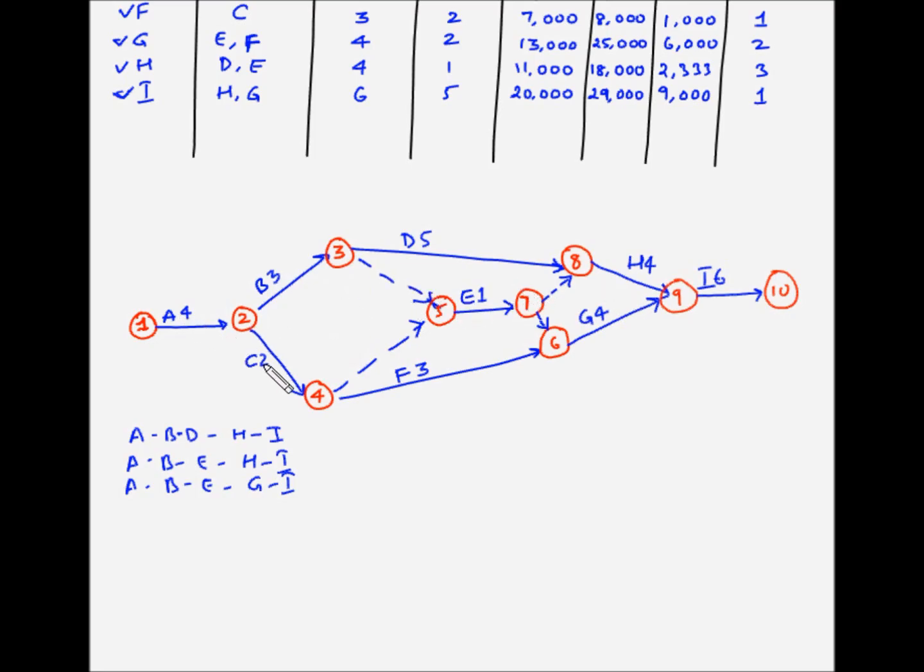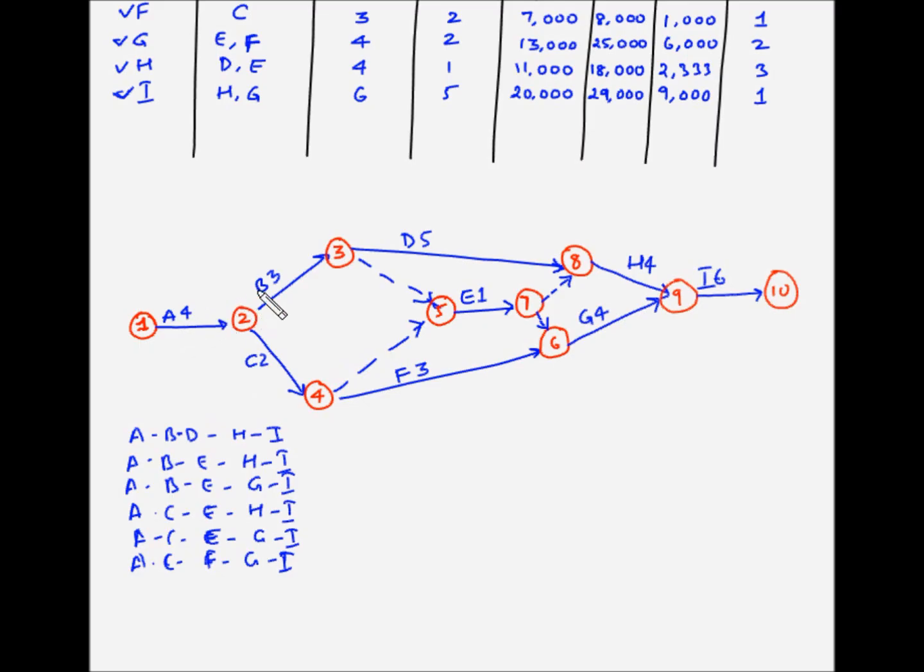Now let's take the A and C combination. So A, C, E, H, I. The next is A, C, E, G, I. The next is A, C, F, G, I. So now let's find out the duration for each of these paths.